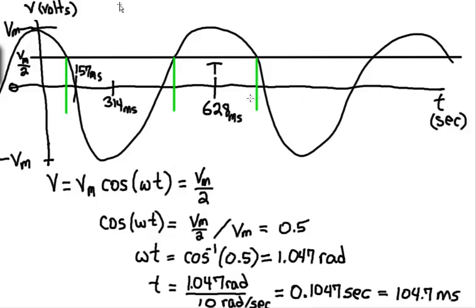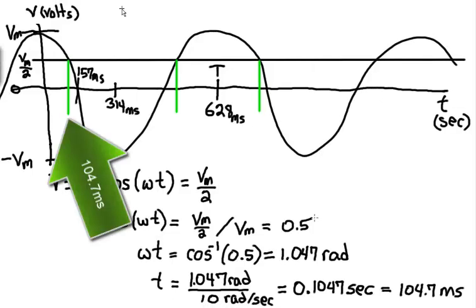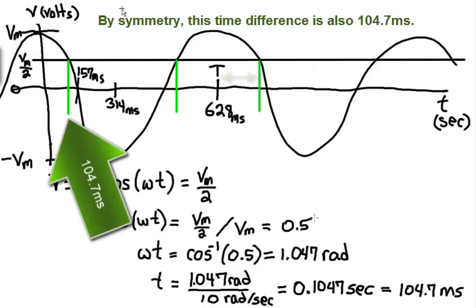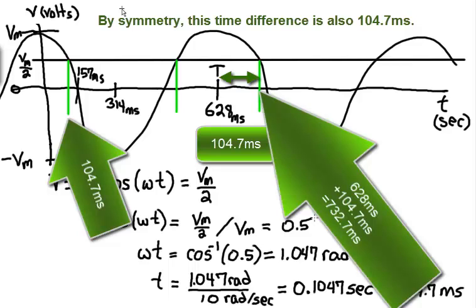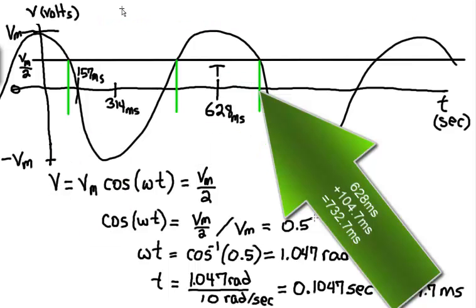Which one? Well, it's obvious that it has to be this one. So this time is 104 milliseconds. By symmetry, this time is also 104 milliseconds, that time difference. 628 plus 104 is 732 milliseconds at that time.